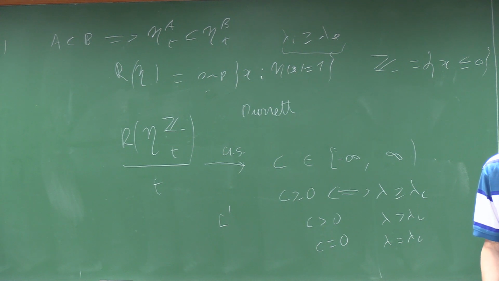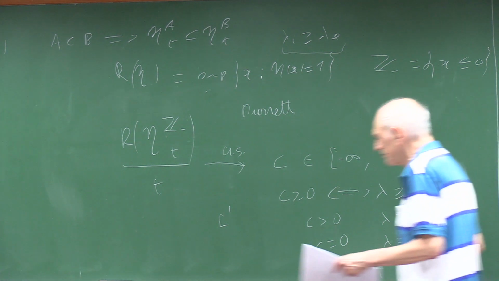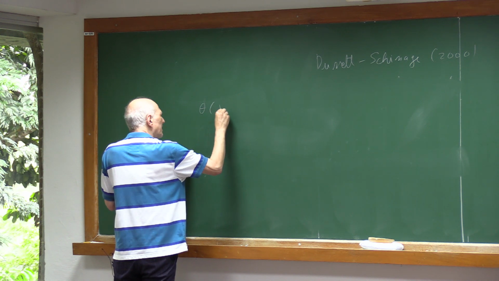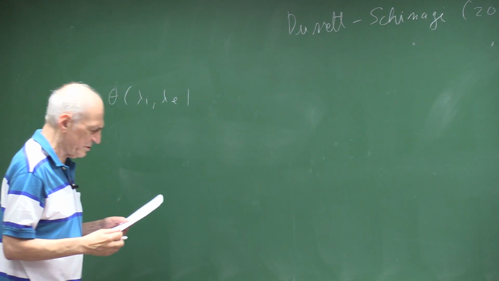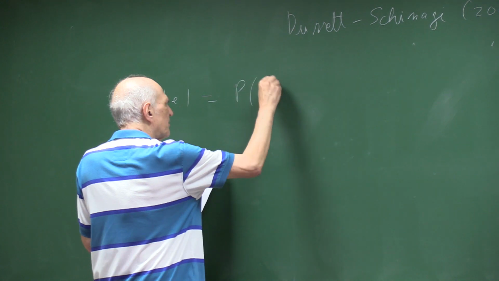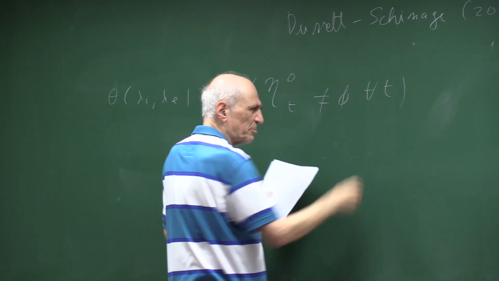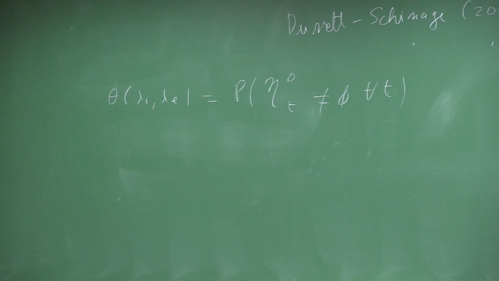Okay. So now we are in a position to state the results which are due to Durrett and Schonmann. Call theta of lambda I, lambda E, these are the parameters of the process, the probability that starting from just one point infected, at time t you don't have the empty set for all t. That is the probability of survival of infection. You start with just one point infected, and you ask whether the probability that the infection will remain forever.